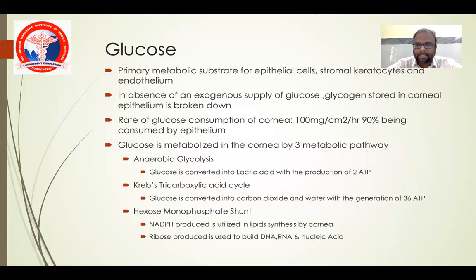Apart from this, the third pathway is the hexose monophosphate shunt pathway. This pathway is mostly not used for energy production. It is used for generation of NADPH and ribose, and NADPH produced in this process is utilized in lipid synthesis and synthesis of various other intracellular molecules by the cornea. The ribose, which is produced as a byproduct of this pathway, is also used to build DNA, RNA, and other nucleic acids. So these are the major three pathways of corneal metabolism of glucose.